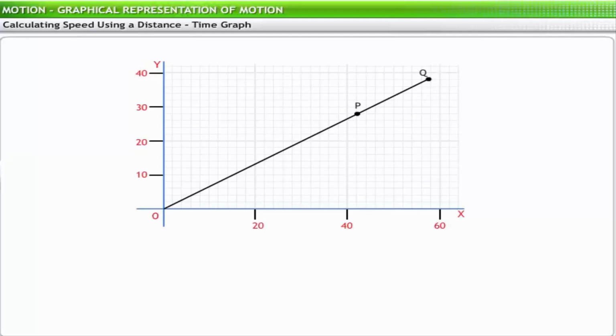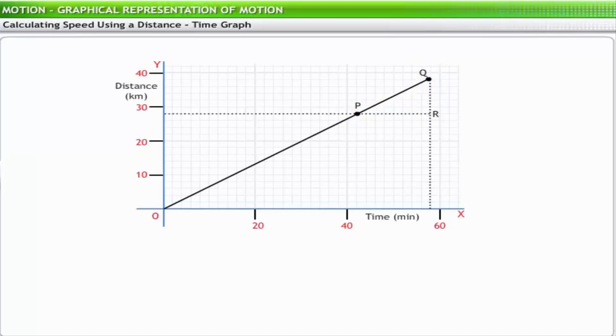To determine the speed of an object, consider a segment PQ of the distance-time graph of an object in uniform motion. Draw a line parallel to the y-axis from point Q and another line parallel to the x-axis from point P. These parallel lines intersect each other at point R to form a triangle PQR. On the graph, PR denotes the time interval, while QR corresponds to the distance.